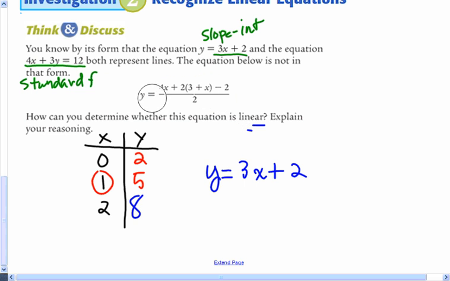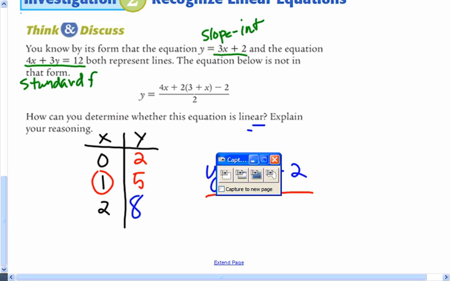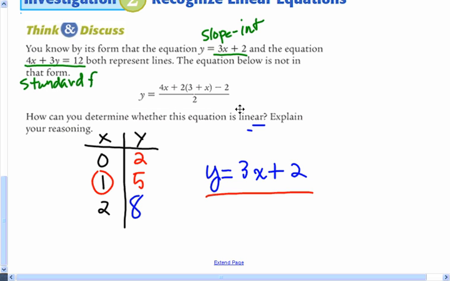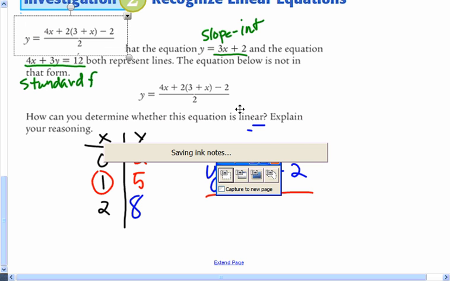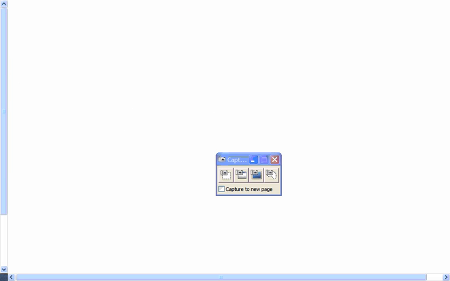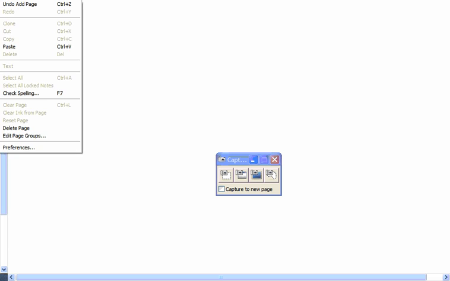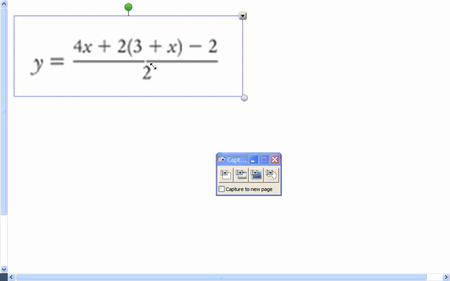If we could simplify it and it turned into an equation in slope-intercept form like this, where we could see the slope and the y-intercept, we would know it's linear that way. So I'm going to do that on a different page. Copy that. Make a new page. There it is.